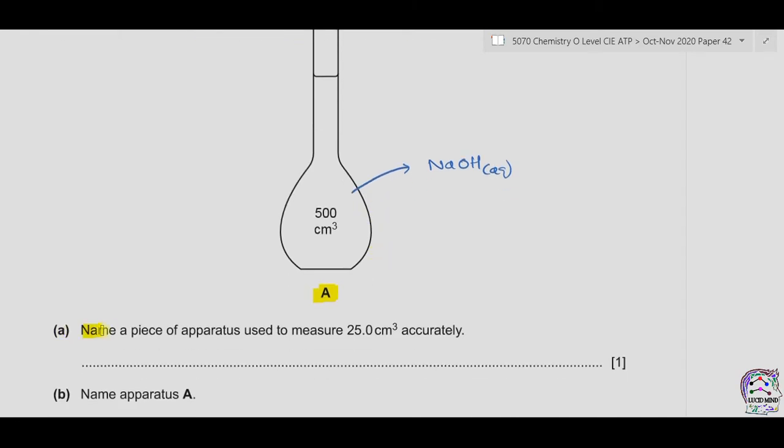Part A. Name a piece of apparatus used to measure 25 cm³ accurately. Now for measuring 25 cm³ we can use two different apparatus. One is a pipette, as a pipette is very accurate to measure 25 cm³. You can also use another apparatus, that is a burette. It is also accurate to measure 25.0 cm³.